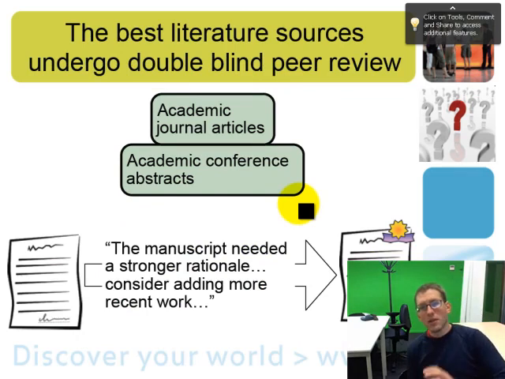Now, in particular, academic journal articles and academic conference abstracts are especially good. What makes these sources so strong is the process of double-blind peer review that they go through before they're published.